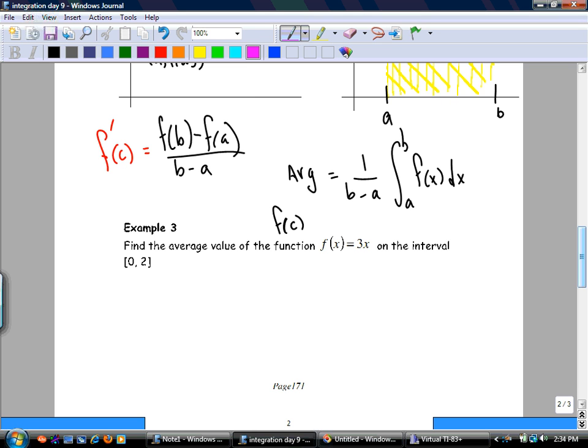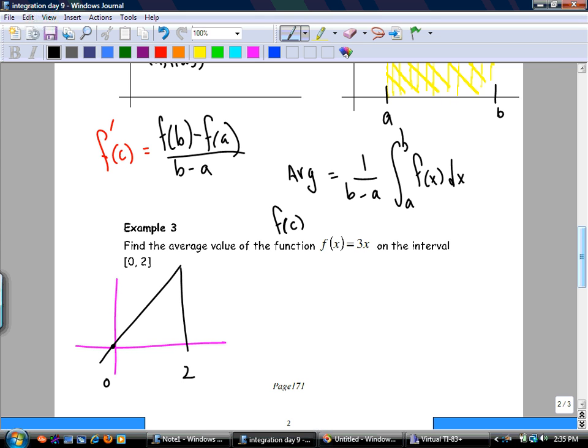Okay, find the average value of the function in the interval 0 to 2. Okay, so what we're saying here is we've got a function. So here's my peanut butter toast. It's starting at 0, and it's going to 2, and I slam the peanut butter on my toast, and it looks like that. I want to know the average thickness of my peanut butter, or raspberry jam.